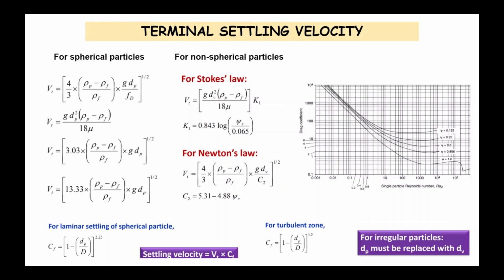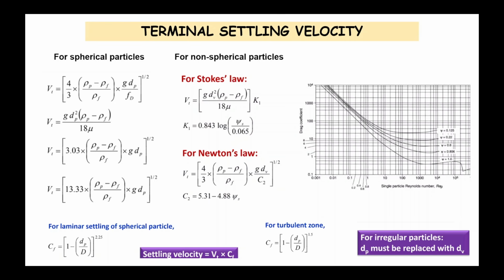And to determine the value of psi s, you use the plot. Based on the value of Reynolds number and the value of psi s, you can calculate the drag coefficient. Similarly, if the Reynolds number value is going to be more, then you go for Newton's law. Over there, the drag coefficient C2 is given as 5.31 minus 4.88 psi s.